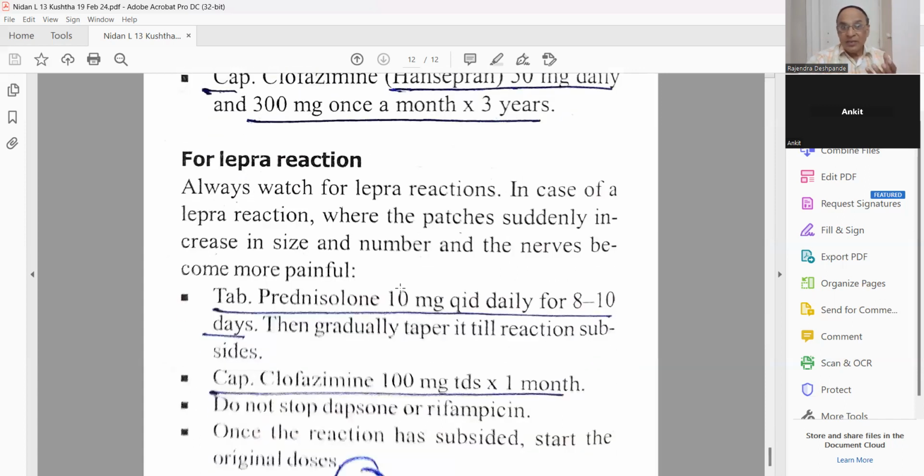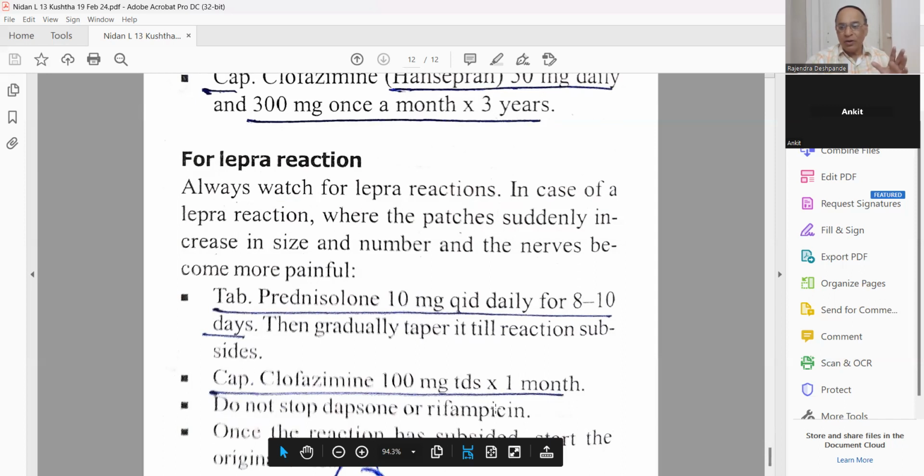Now, sometimes there is a lepra reaction. Always watch for a lepra reaction. In case of a lepra reaction, where the patches suddenly increase in size and number and the nerves become more painful, what to do? Tablet prednisolone, steroid is to be given, 10 milligram 4 times a day for 8 to 10 days. Then gradually you have to reduce. Prednisolone should not be stopped abruptly. Capsule clofazimine, 100 milligram TDS for 1 month. Do not stop the dapsone or rifampicin.